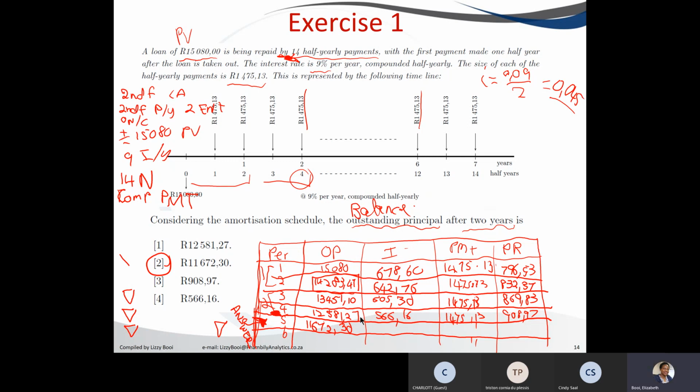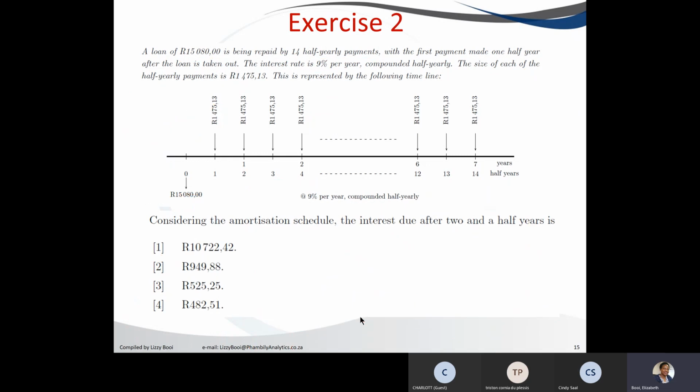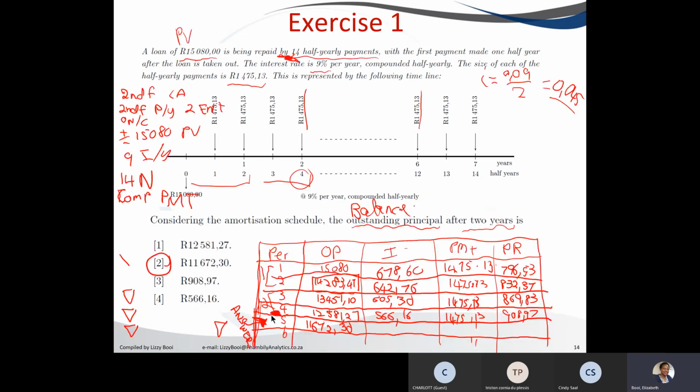Okay, so the next question is also related to the information we just did. Now they're asking, consider the amortization schedule, what will be the interest due after 2.5 years? Going back to our schedule, 2.5 years will be at amortization number 5, because after 2 years and a half you go into the other part of the other year. 2.5 years means after payment number 5.